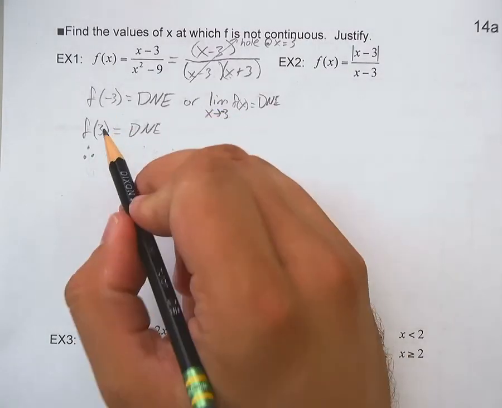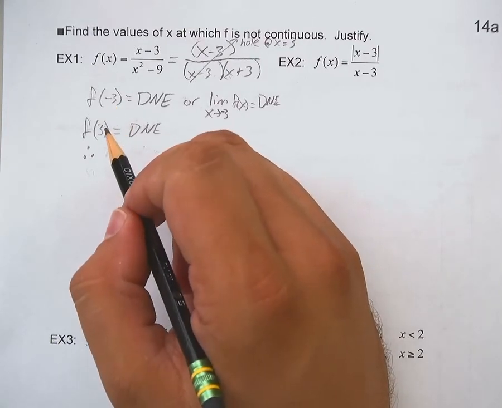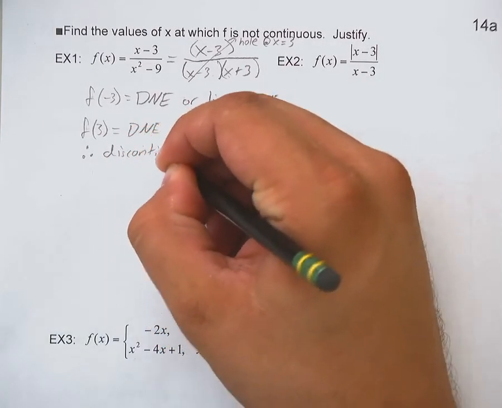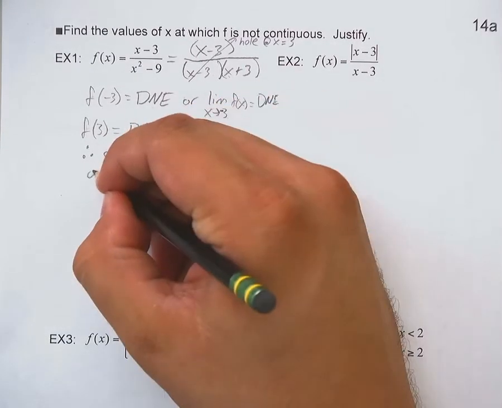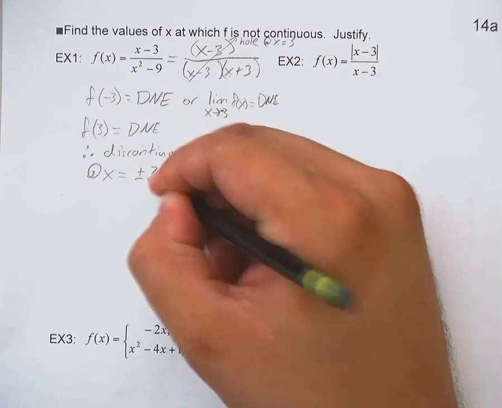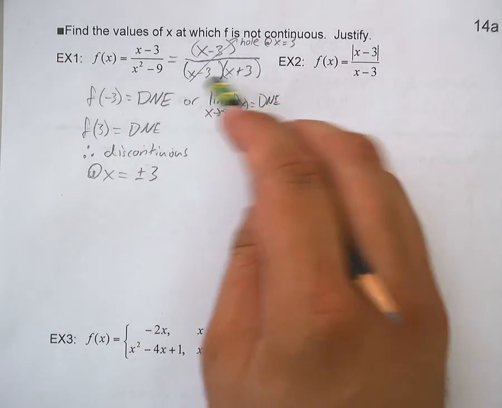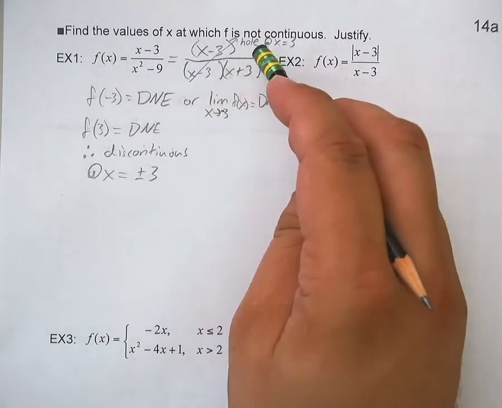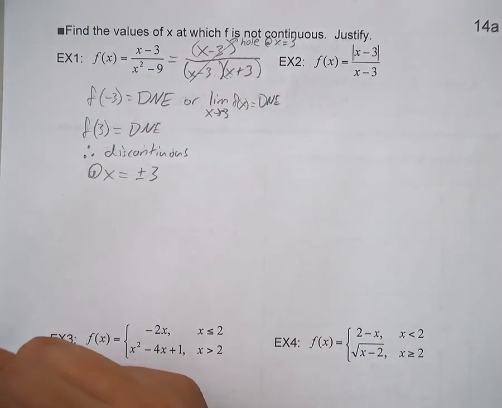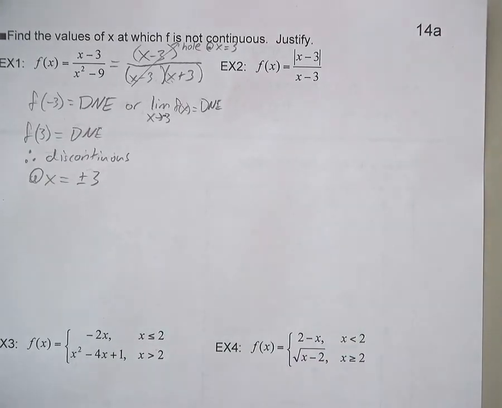Since f of 3 and f of negative 3 don't exist, there are two spots here where your function has an issue. This is discontinuous. And it's discontinuous at x equals positive and negative 3. There are two spots where this thing is discontinuous: at positive 3 you have a hole, at negative 3 you have an asymptote. Alright? Let's go over here to example 2.